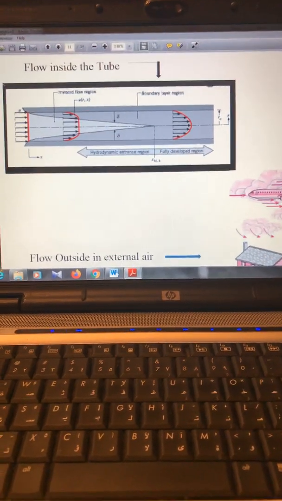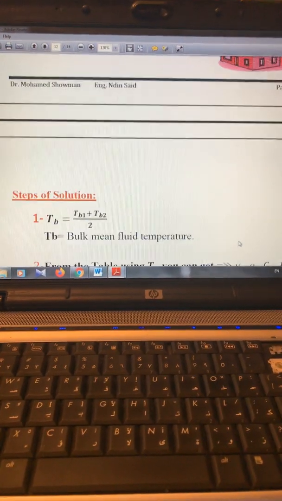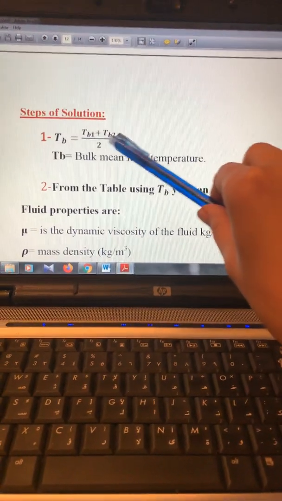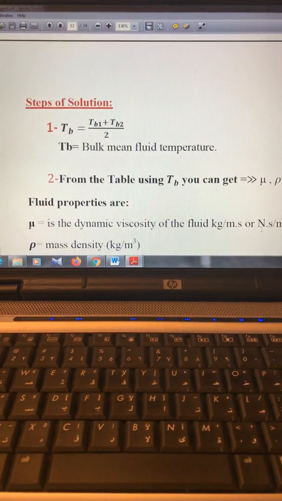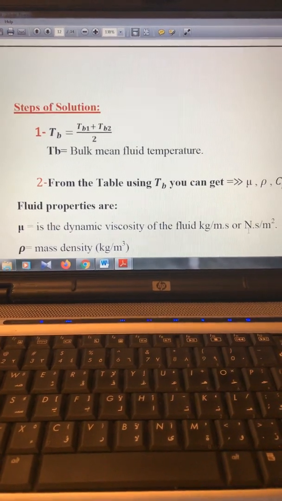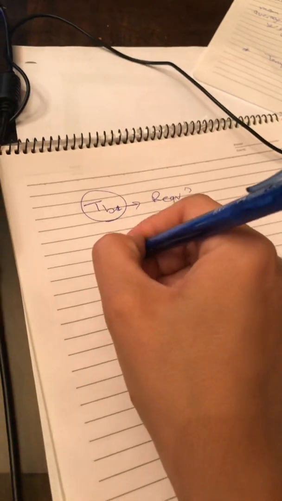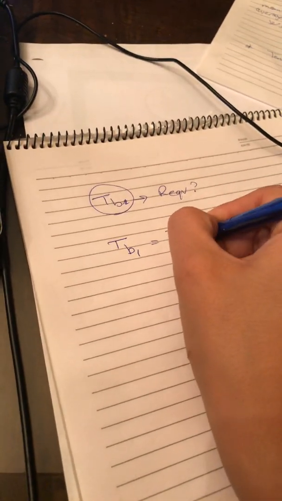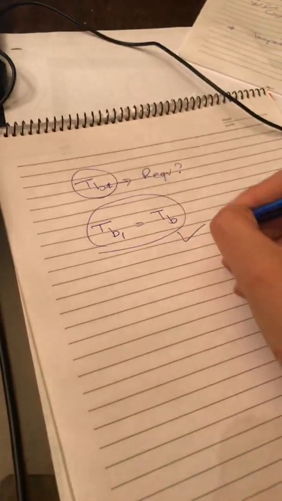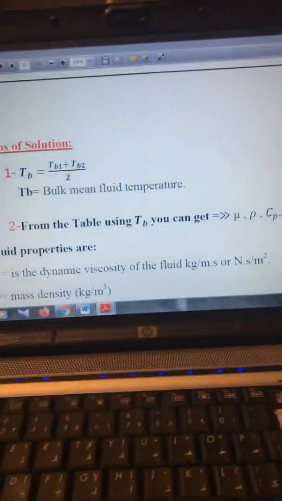Sometimes TB2 is required, as in problem number 1 in the sheet. Sometimes, look here, TB1 is required, or TB2, whichever is required. So in this case we take TB1 as the bulk temperature TB until we get the Q, and then we will show later how to calculate it.